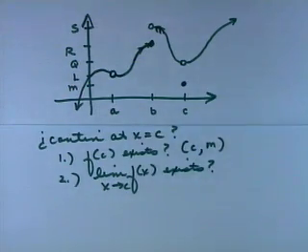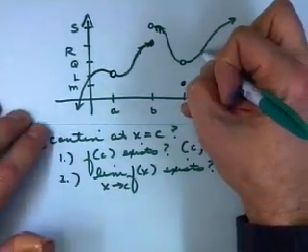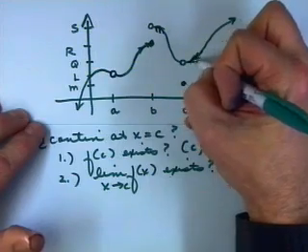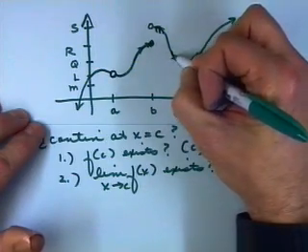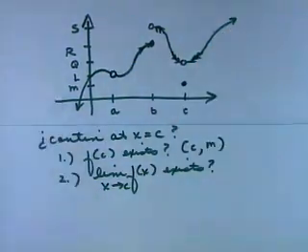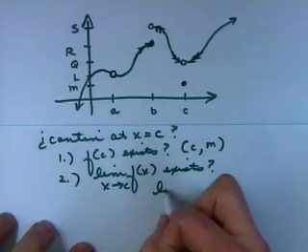Does the limit exist as we get closer and closer to c from both sides? Are we getting closer and closer and closer to the same y value? Yes, we are. What is that? Q.